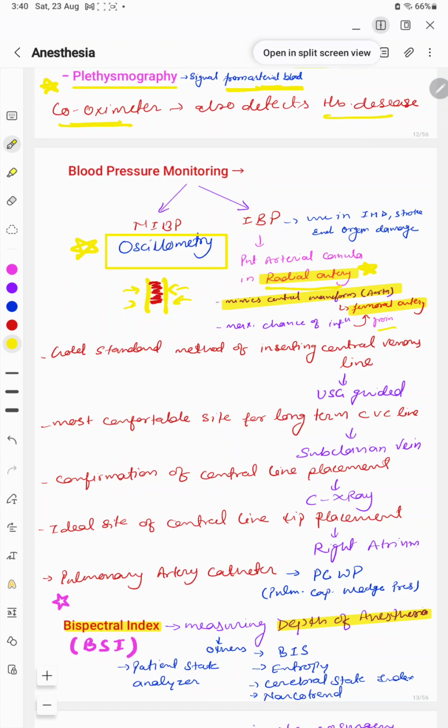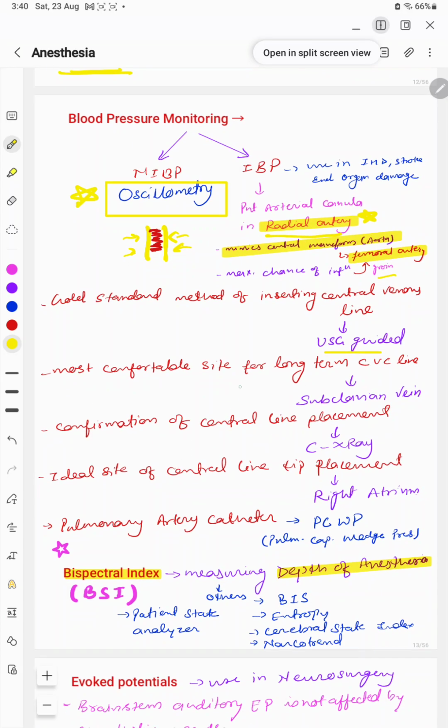The gold standard method for inserting a central line is USG guided. Most comfortable site for a long-term CVC line: for long term, you have to keep it for a very long time, so you don't want it to disturb. Then the subclavian vein is the best choice because it has the support of the sternocleidomastoid muscles.